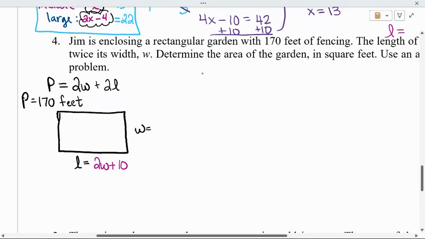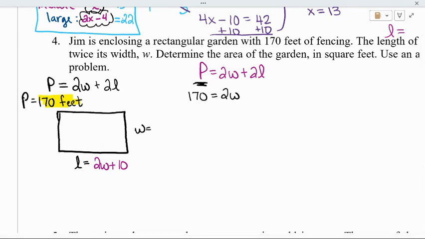So we know that the perimeter, we're going to use this equation, P equals 2 times W plus 2 times L, and we're going to substitute in the things that we know. What is my perimeter? 170 feet. So this is going to become 170 equals 2W. You should be writing this down, bud. This is number 4. So put this up here. 2W plus the variable L is represented by the expression 2W plus 10.